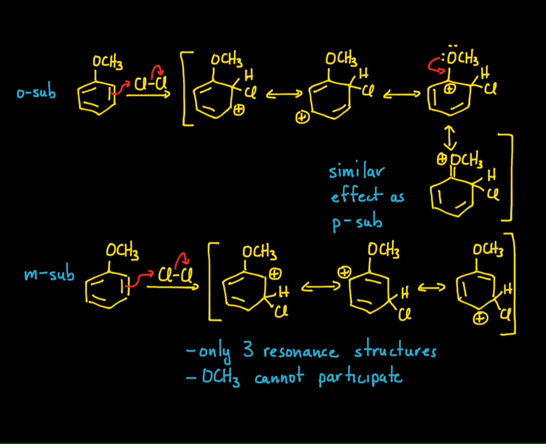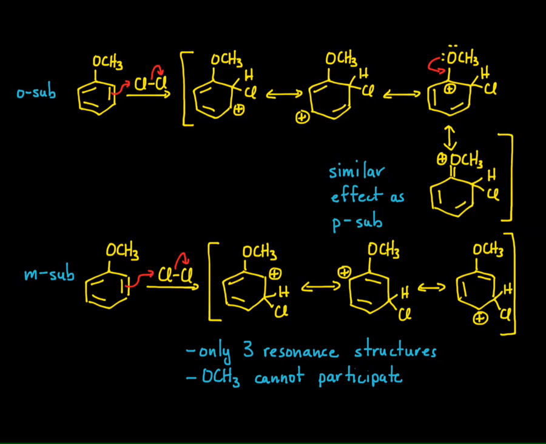participate in resonance stabilization. So with para and ortho substitution, the lone pair of electrons on oxygen can donate to create a fourth resonance structure, stabilizing the intermediate. With meta substitution, that stabilization cannot happen. And so the activation energy for meta substitution is going to be higher than the activation energy for ortho and para.